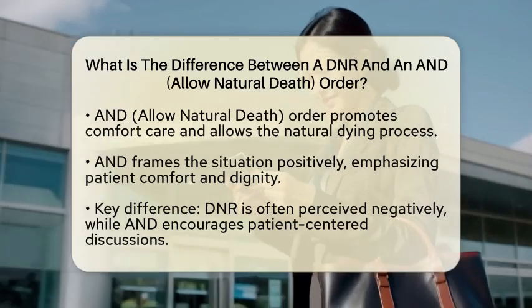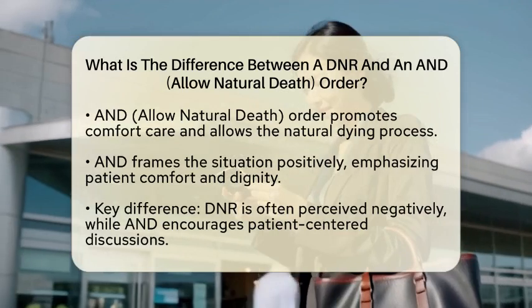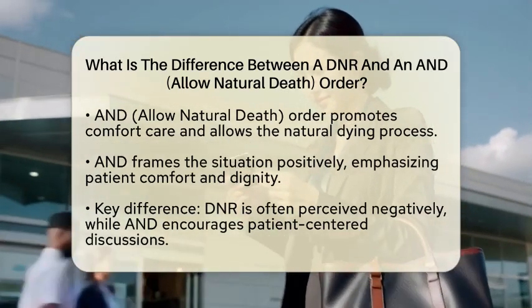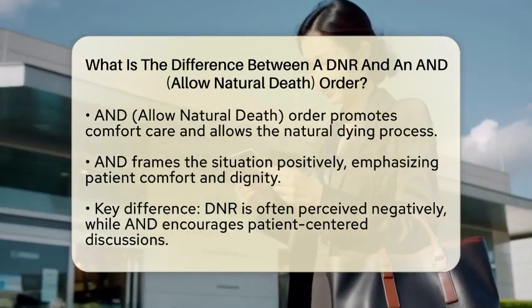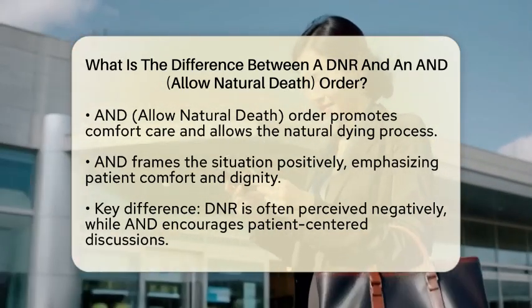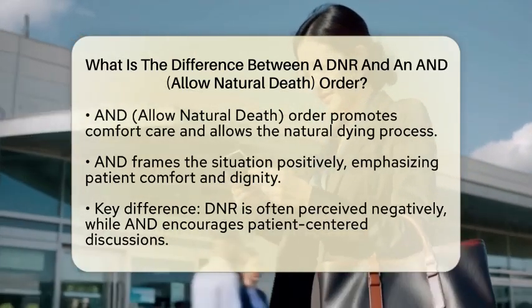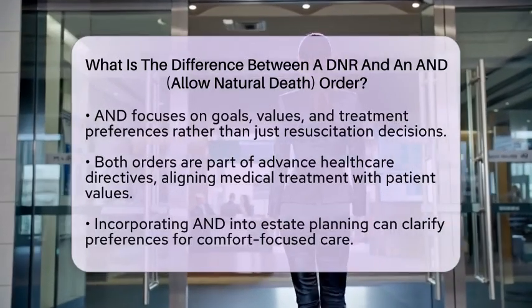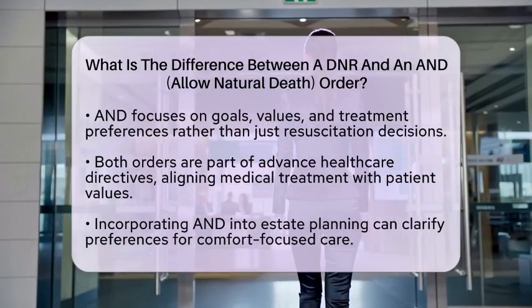The key difference between these two orders lies in their perception and communication. A Do-Not-Resuscitate order is often seen as a negative instruction, which can lead to emotional discomfort for patients and families. In contrast, an allow natural death order encourages a patient-centered conversation about goals, values, and treatment preferences. It emphasizes symptom management and pain relief rather than just decisions about resuscitation.